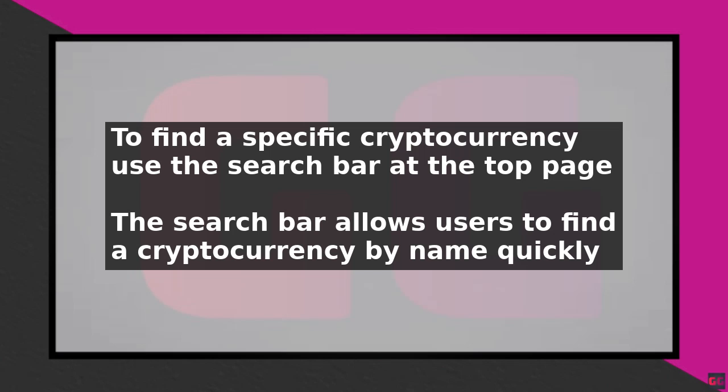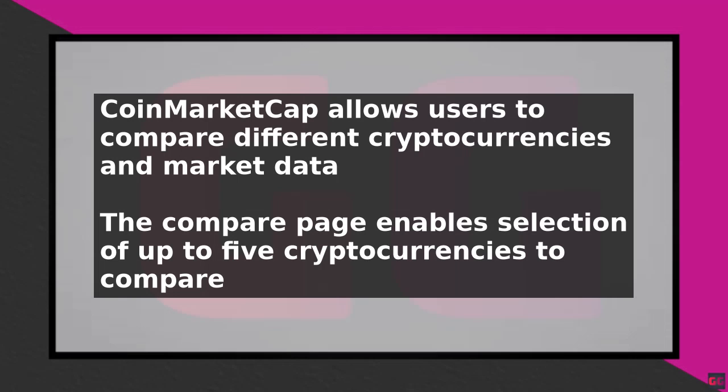When using CoinMarketCap for trading, it is essential to understand the different types of market data that are available. The market cap of a cryptocurrency is a measure of its total value, and is calculated by multiplying the current price by the total supply of coins. The 24-hour trading volume is a measure of the total amount of cryptocurrency that has been traded in the last 24 hours.